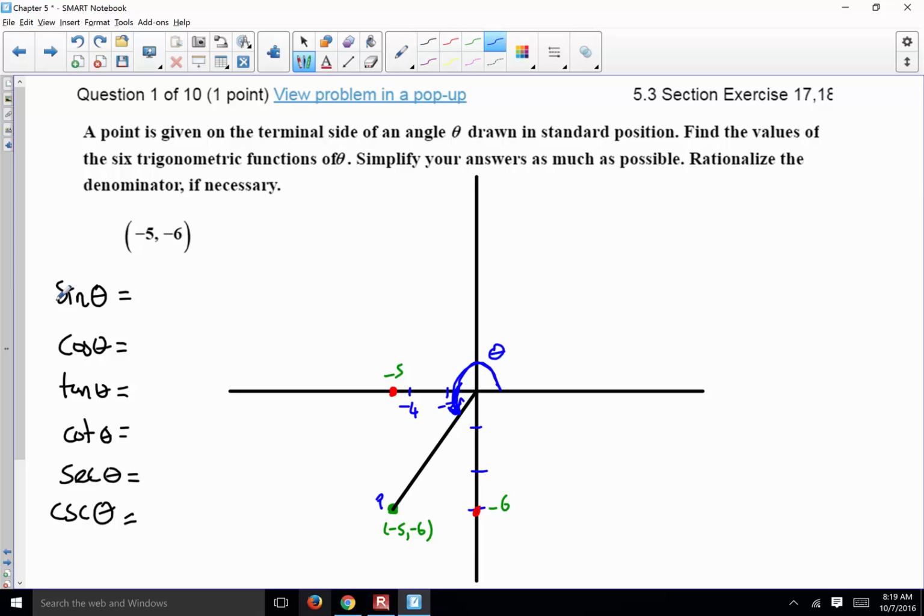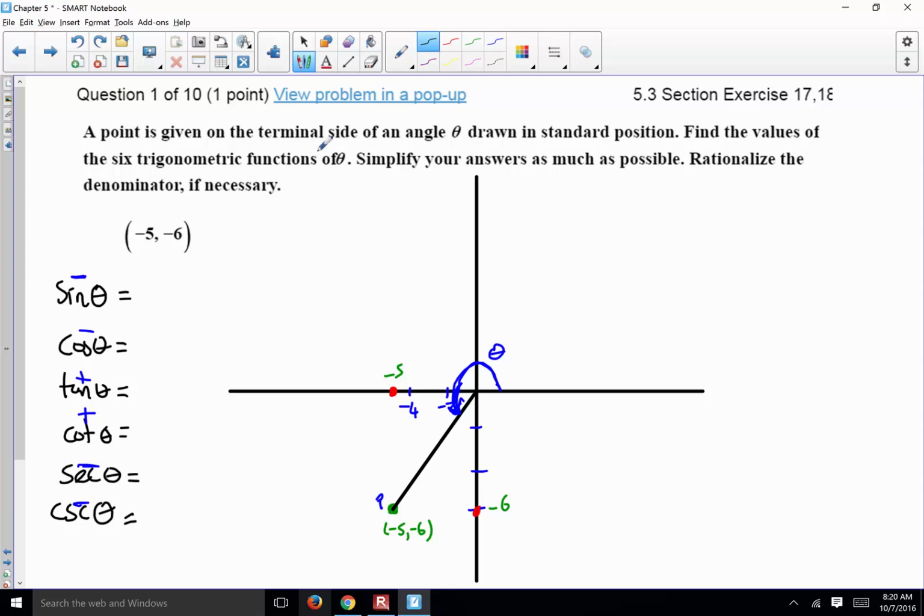But before anything else, I want to guess their signs. Can you tell me what sign will be sine? Negative. Yes. I'm expecting a negative answer here. How about cosine? Just look, cosine means x coordinate, it's negative. Tangent means their ratio, negative and negative. Cotangent is, again, their ratio, positive. Secant is the same as cosine, negative. Cosecant is the same as sine, negative. Once you know the first 3, you know the other 3.